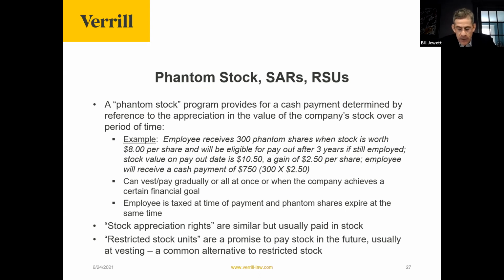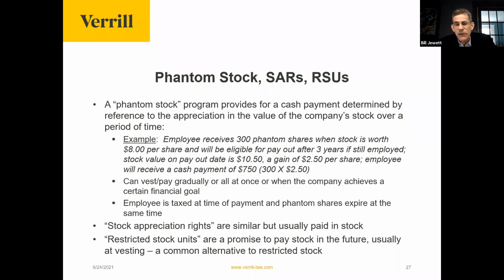So for example, an employee receives 300 phantom shares when the stock is worth $8 per share. Will be eligible for payout after 3 years if he's still employed. On that payout date, the value of the stock is, let's say, $10.50, a gain of $2.50 per share. The employee will receive a cash payment of $750.